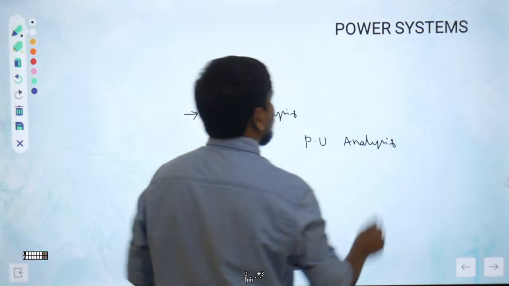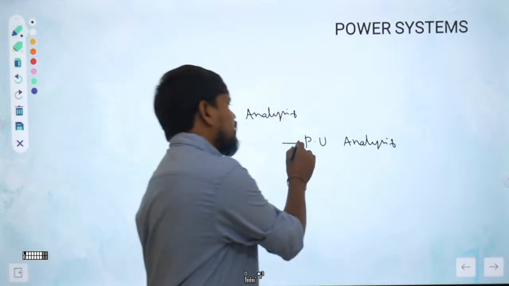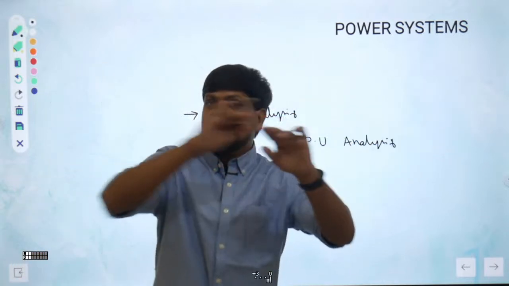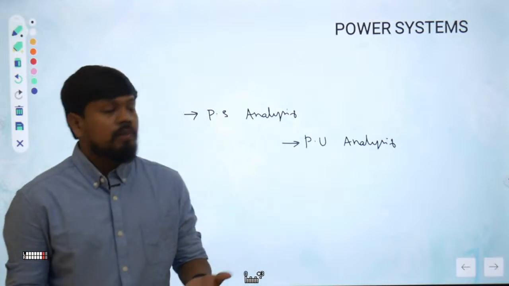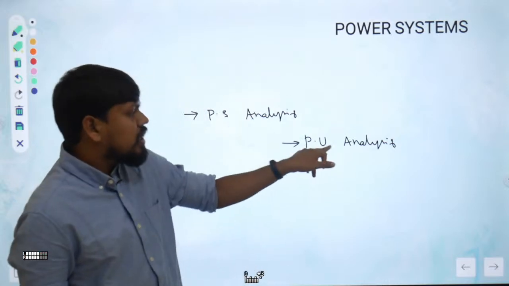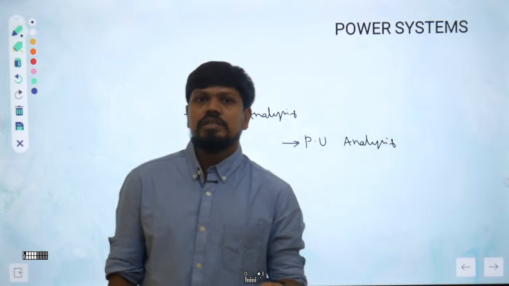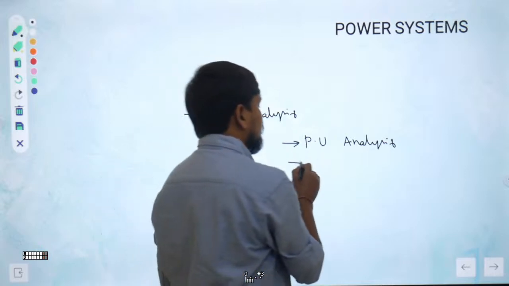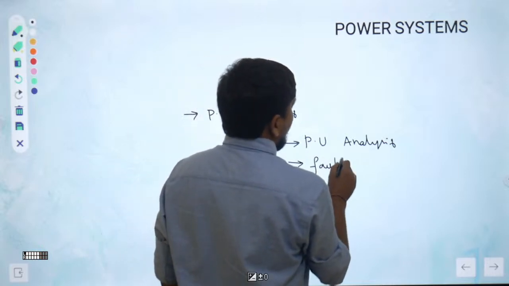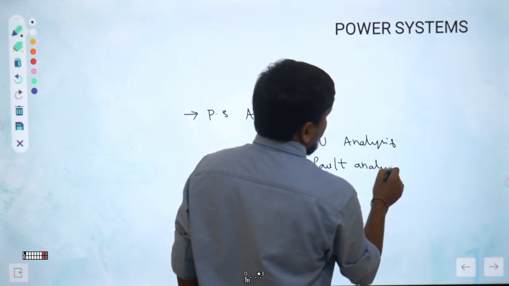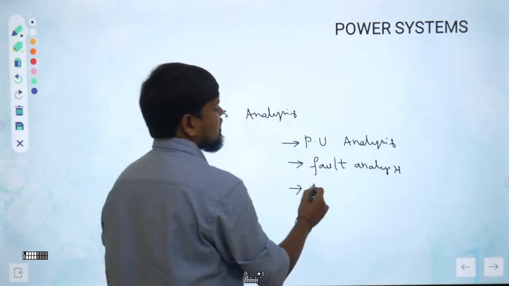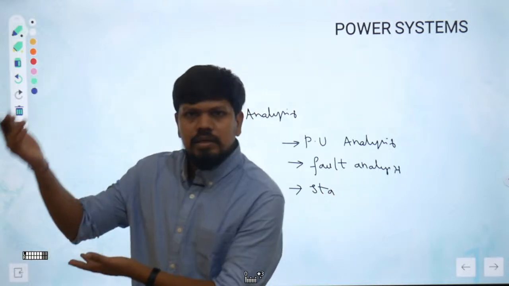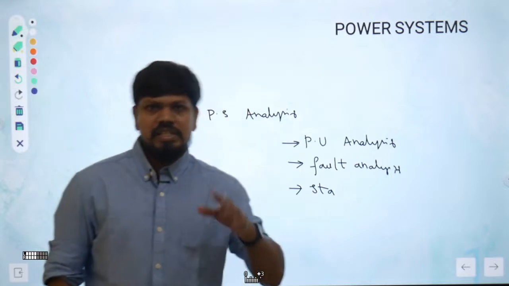After per unit analysis, why are we doing this? To represent the entire system as a single line, we need per unit analysis. In per unit analysis you are getting some advantages, that's why we are doing it. Then you will study fault analysis, then the stability of the entire power system network, whether suddenly load may increase or load may decrease, our system has to be stable, right?